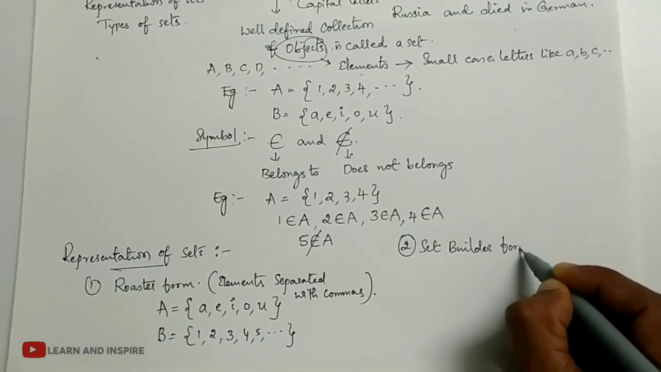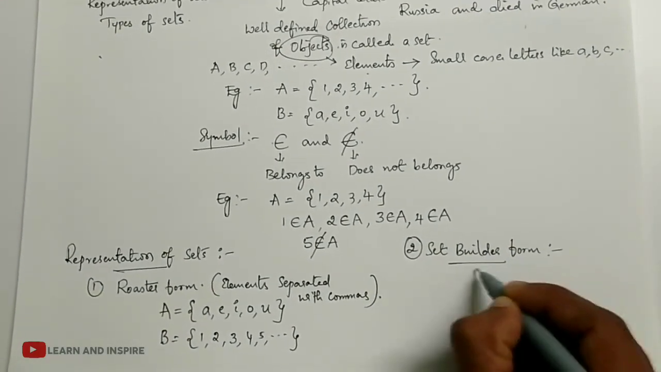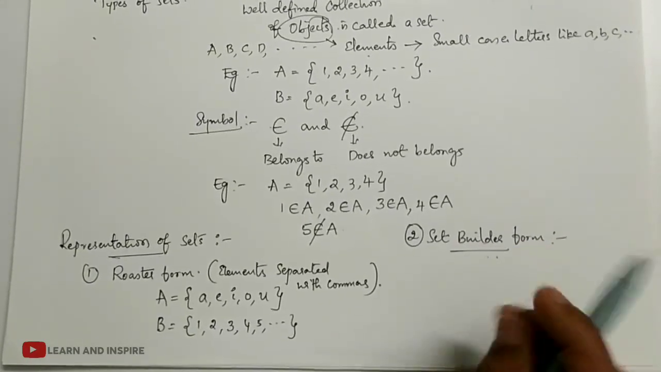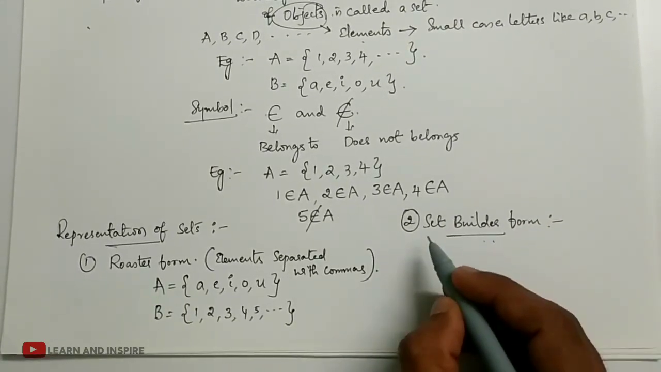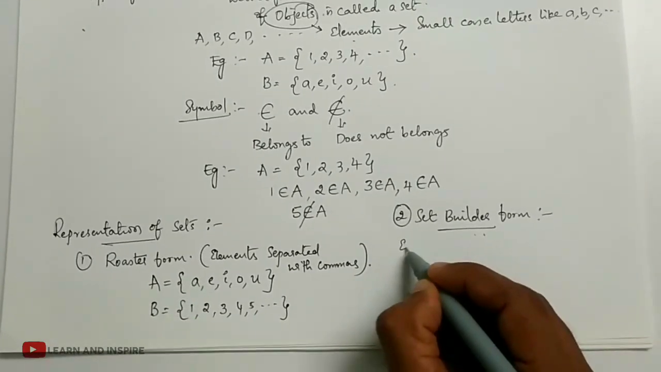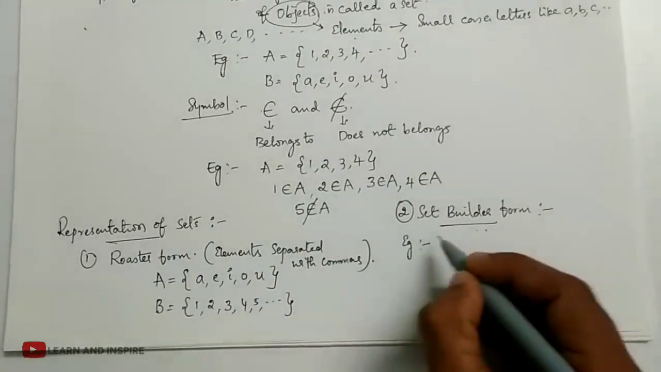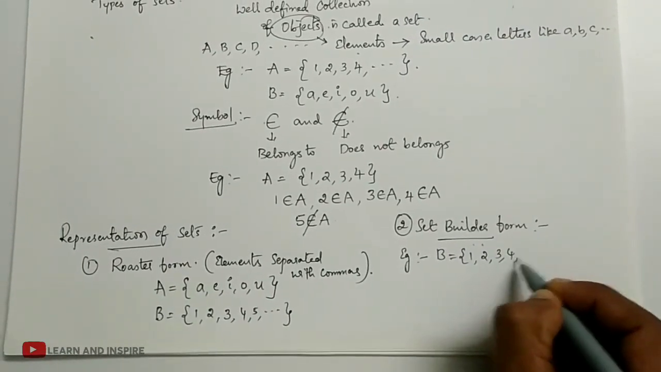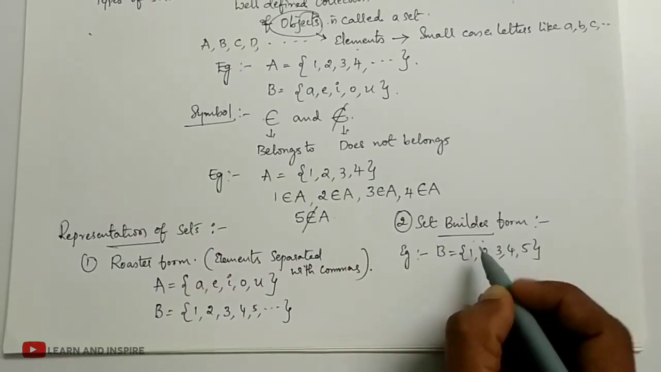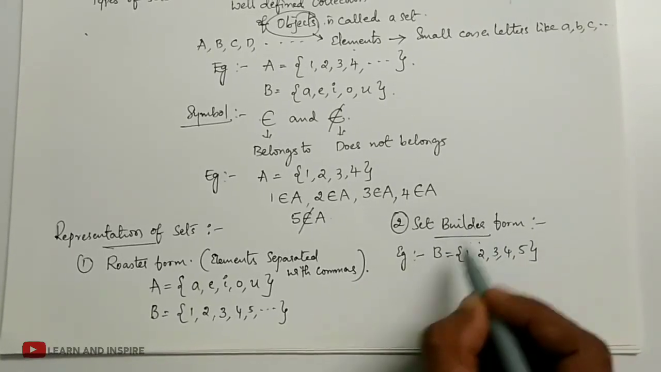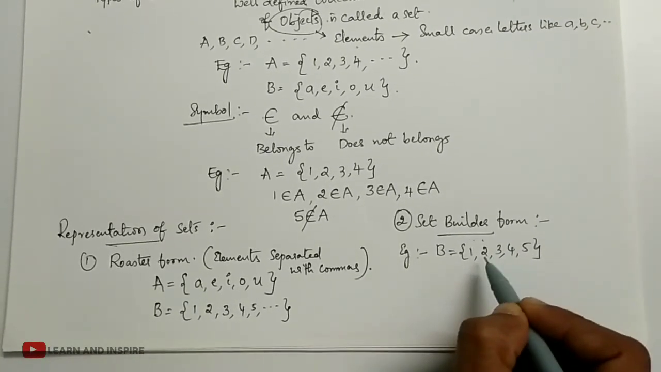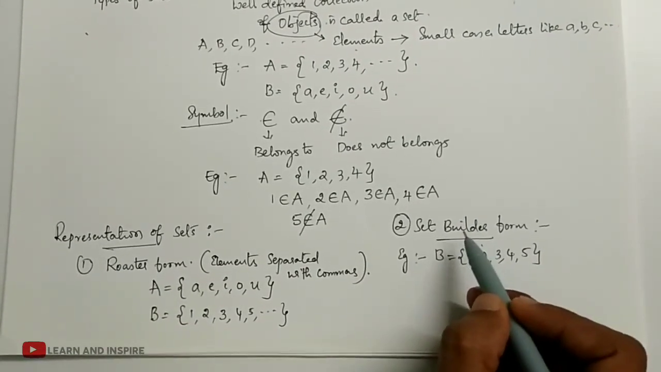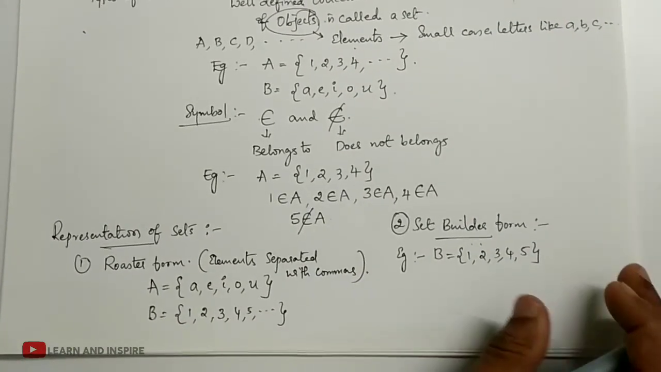So what is this set builder form? In this form we use the characteristic property. What is that property? For example, if I take B is equal to 1, 2, 3, 4, 5, this is one example. From this we have to represent it in set builder form. Set builder form is nothing but we use the characteristic property.